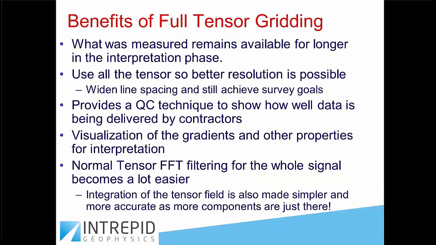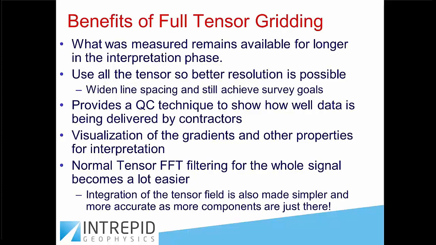So the benefits of full tensor gridding: what was measured remains available for longer. You can use all the tensor so better resolution is possible. You can widen your line spacing and still achieve survey goals. We provide a QC technique to show how well data is being delivered by contractors. Visualization of the gradients and other properties for interpretation become important. And there are a range of tensor fast Fourier transform filtering for the whole signal. It becomes a lot easier when you have the data represented in a grid form.